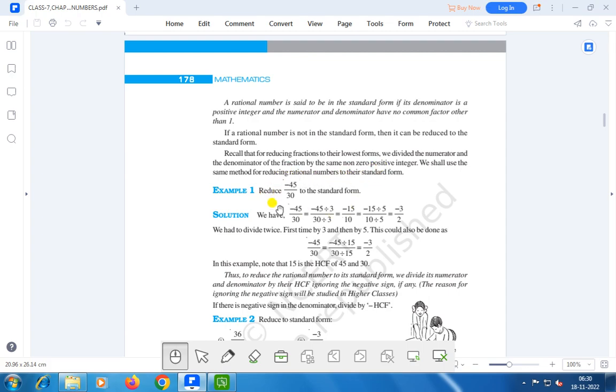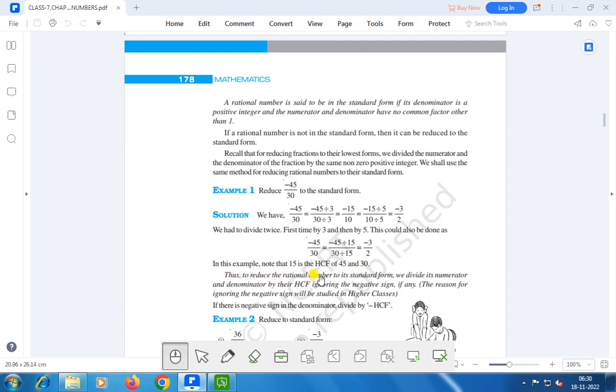Reduce minus 45 by 30 to the standard form. We have minus 45 by 30. If we divide by 3, we get minus 15 by 10. If we again divide by 5, we get minus 3 by 2. We had to divide twice, first by 3 and then by 5. This could also be done by dividing by 15, that is minus 3 by 2. In this example, note that 15 is the HCF of 45 and 30.